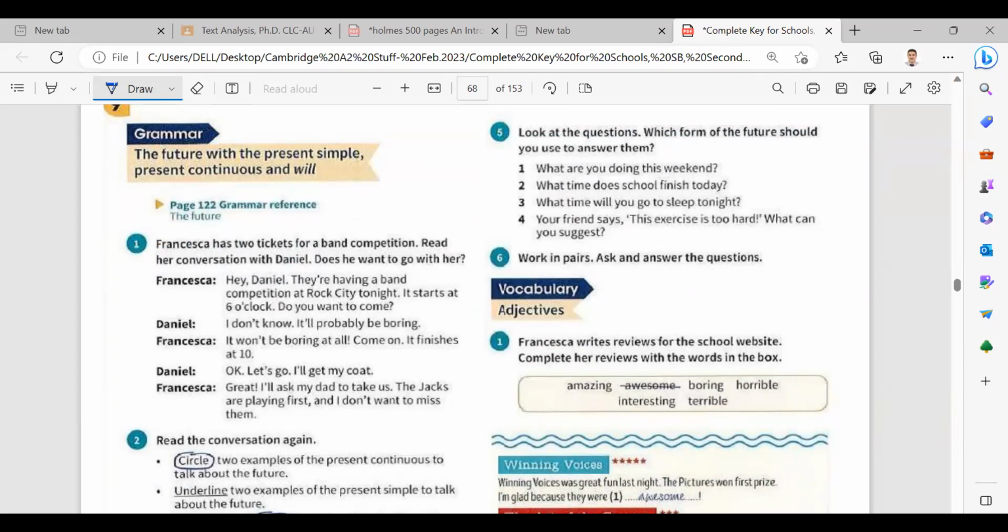How to express future? To express future, we have, let me stop sharing this and start my whiteboard here.